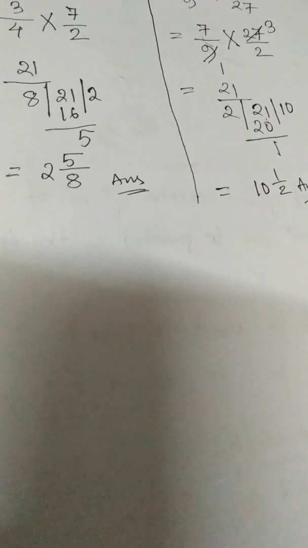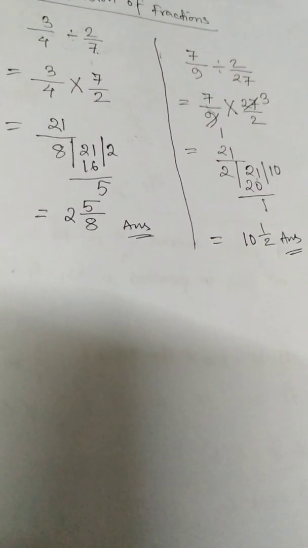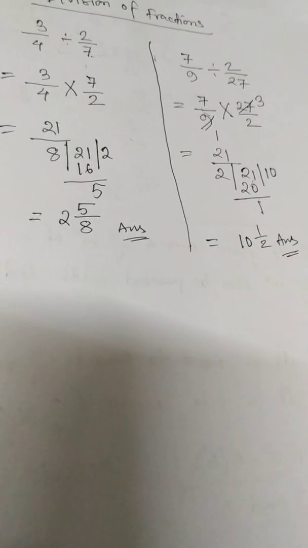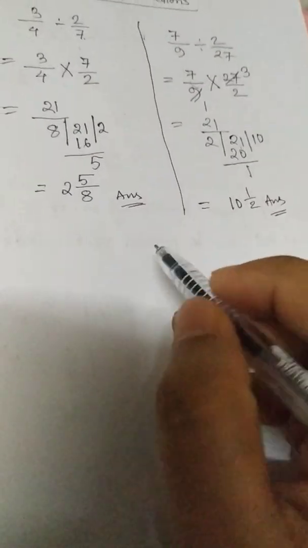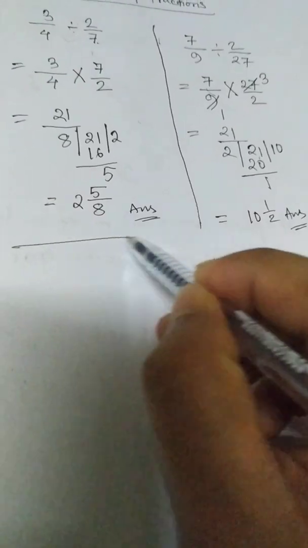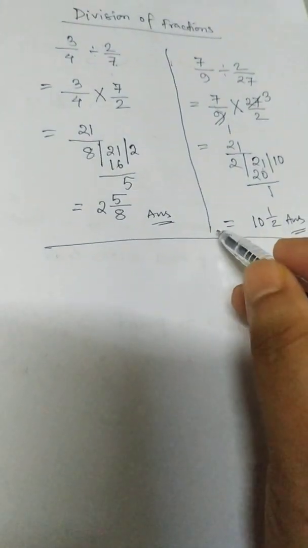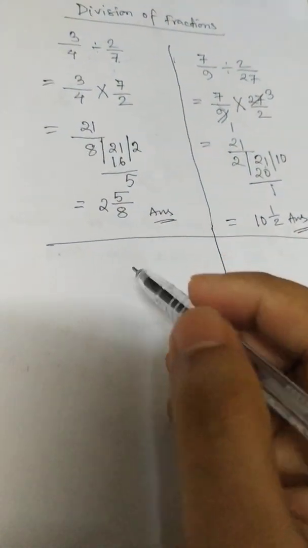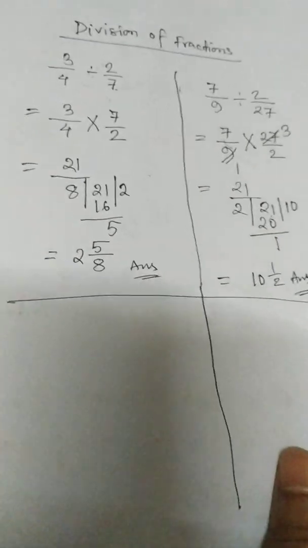Alright, so let's now try to do fractions in a different way. Suppose for mixed fractions also we can see. I'll discuss 2 more examples, then we'll move on to word problems.